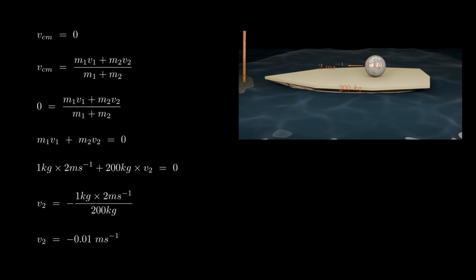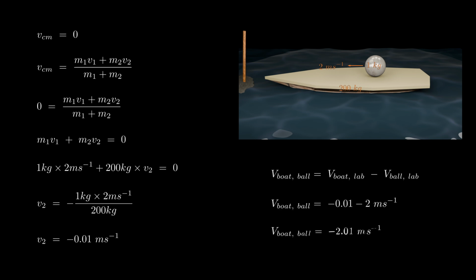To calculate the velocity of the boat with respect to the ball, we use the principle of relative velocity. According to this principle, the velocity of an object with respect to another moving reference frame is determined by subtracting the velocity of the reference frame from the velocity of the object measured in the lab frame. Mathematically, this can be expressed as shown here. So, substituting the values, we get this expression.